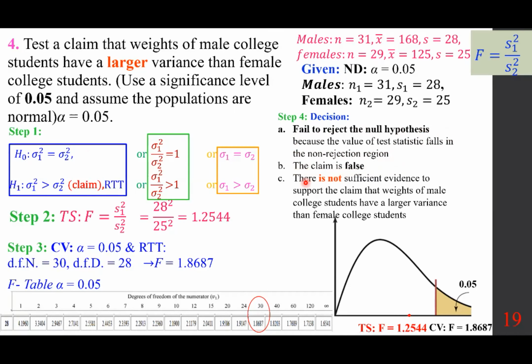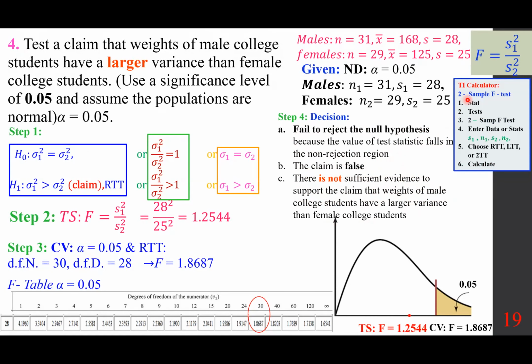The claim is false. There is not sufficient evidence to support the claim that weights of male college students have a larger variance than female college students. And that takes care of the business. If we were to do it with technology, we go with the two sample F test and we put in the information that they ask us. That's why we have it here.